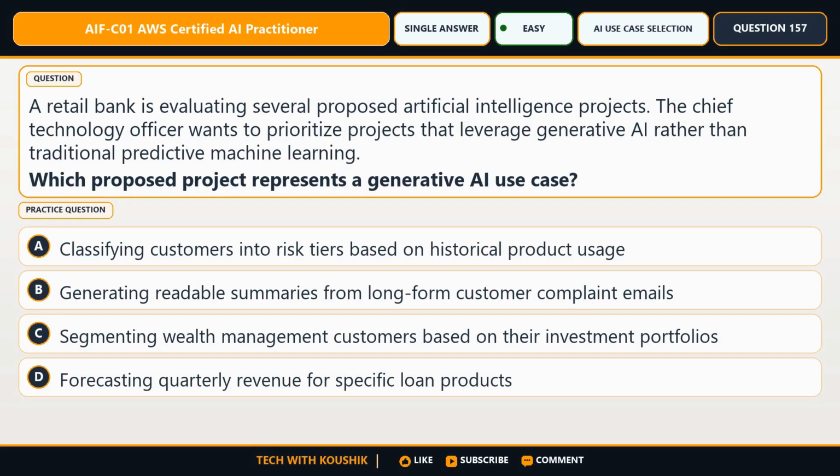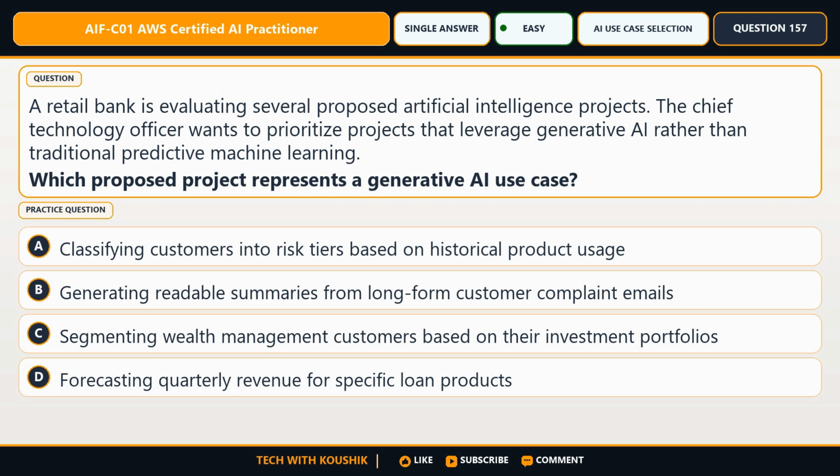Question number 157. Next, we enter the topic of AI use case selection. Identify the requirement in this scenario. A retail bank is evaluating several proposed artificial intelligence projects. The Chief Technology Officer wants to prioritize projects that leverage generative AI rather than traditional predictive machine learning. Which proposed project represents a generative AI use case?